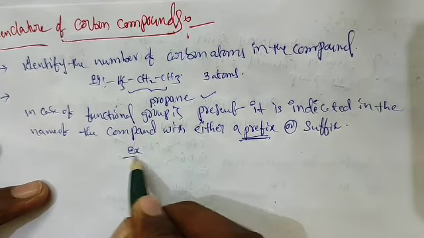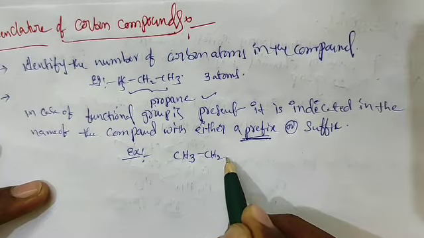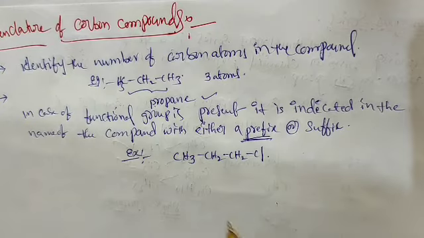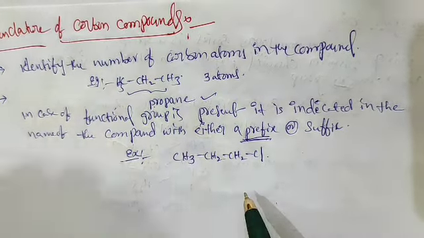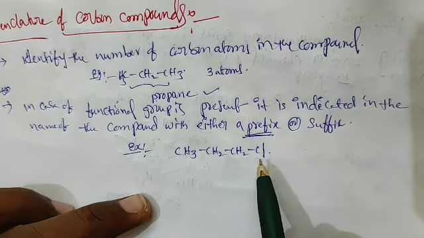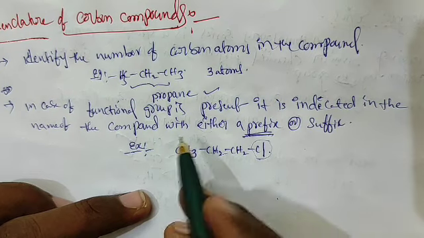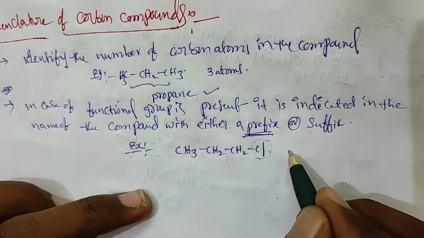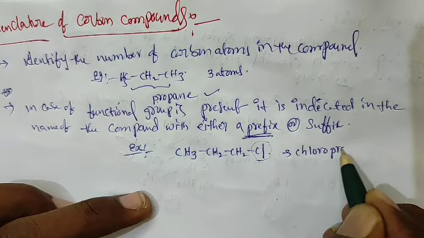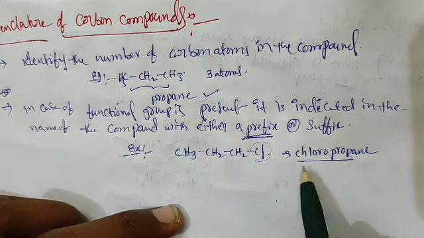I will give one example for this one. For example, the same compound CH3, CH2, CH2, Cl. Now the same 3 carbons means propane, no? That was the first example. In the second case, same 3 carbon atoms, but here one substituent is there, that is chlorine. Now in front of propane, chlorine will come. Now the name is chloropropane.